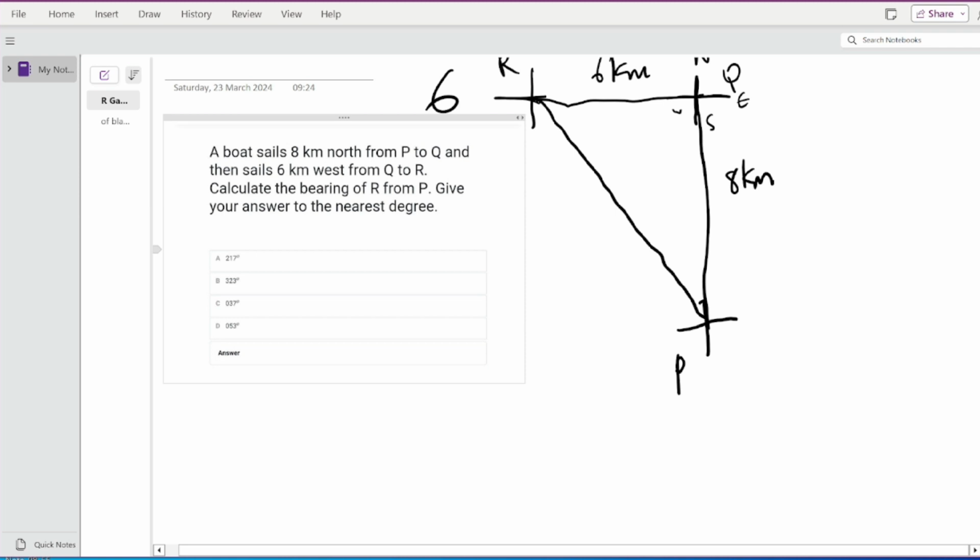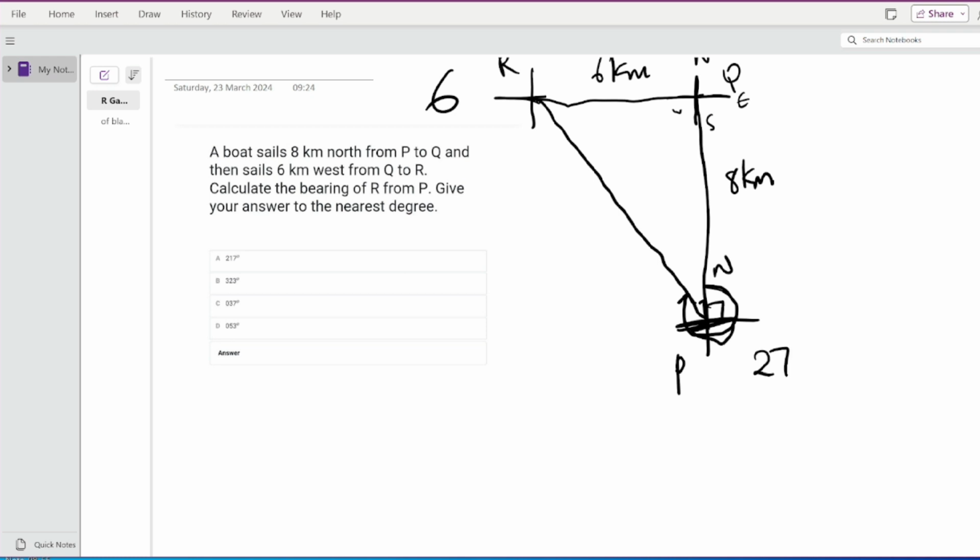Take our reading from the north of P. This is the north of P, and we travel till we hit the line of R. So we know we would have traveled, each of the quadrants is 90. We travel 90 plus another 90, 180, plus another 90, 270. Then 270 plus this small angle, I can name it X.